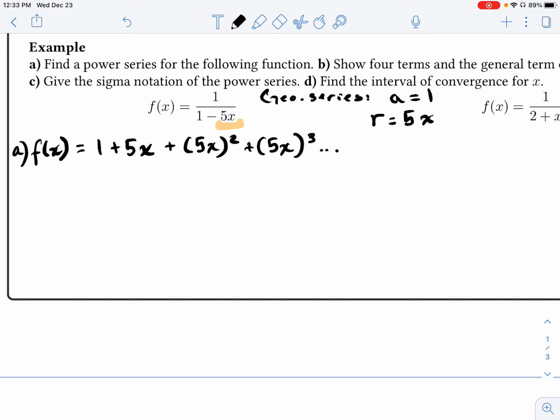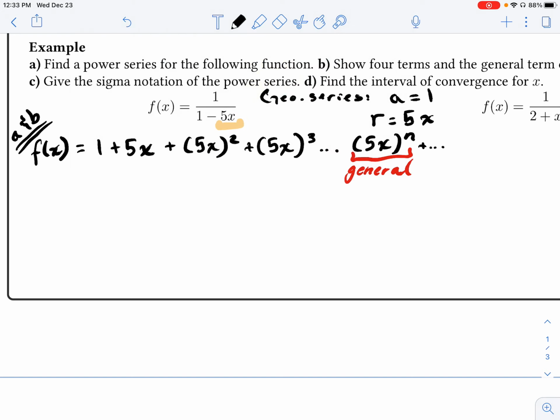What I do need to do now is express the general term. So what is our a sub n, if you will? I'm going to change this back to a and b, because we're doing both parts right now. So what is our a sub n? Well, our a sub n is simply 5x raised to the n power. This, again, is our a sub n, our general term.